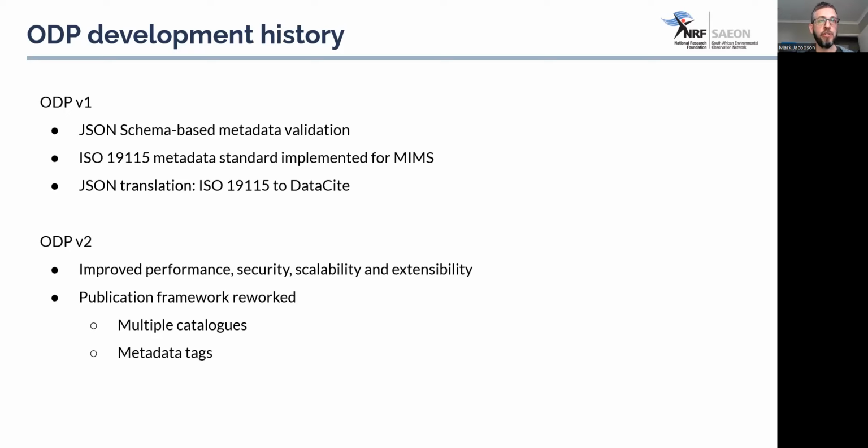ODP version 2 then took lessons learned through the development and production operation of version 1, bringing improvements on a number of fronts: performance, security, scalability, and extensibility. The major innovations of ODP version 2 center around the publication workflow, with support for multiple and diverse data catalogs and a versatile metadata tagging framework.